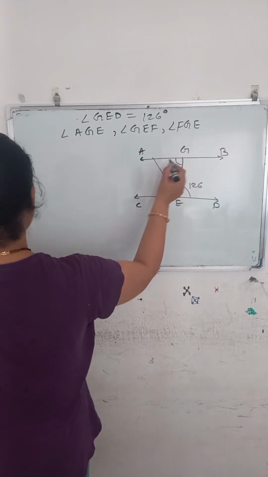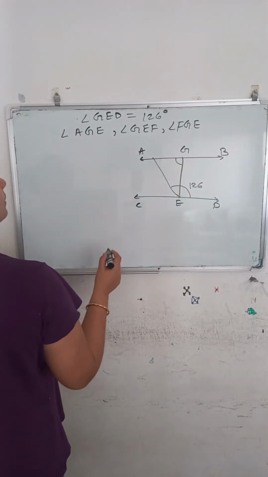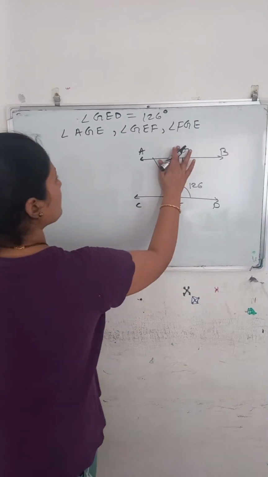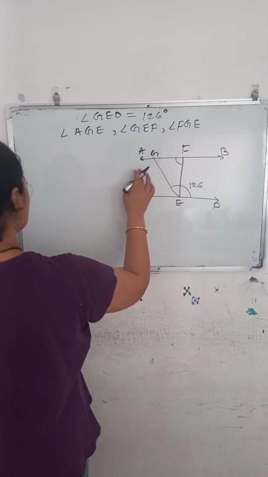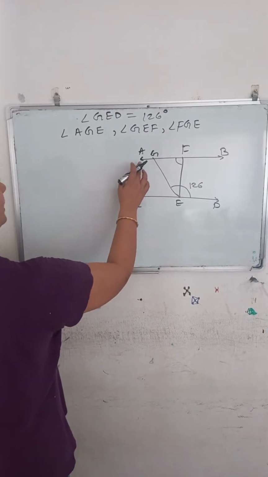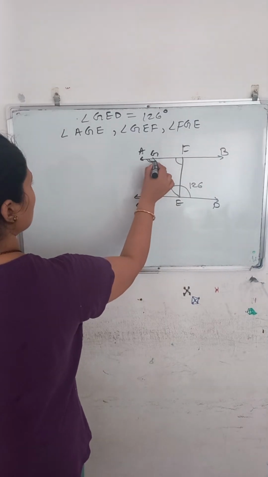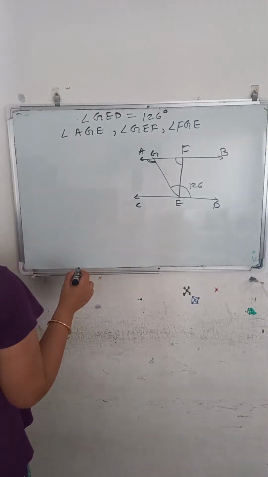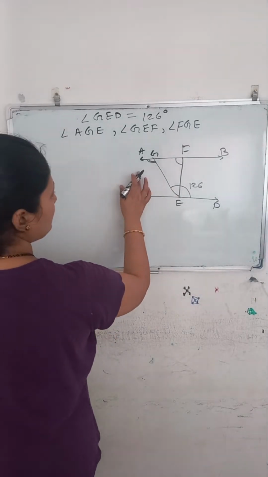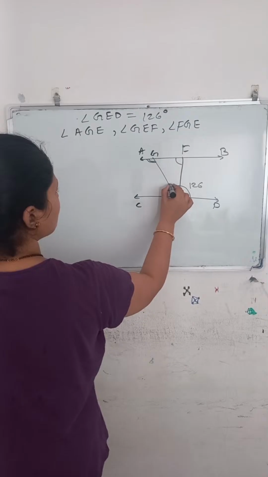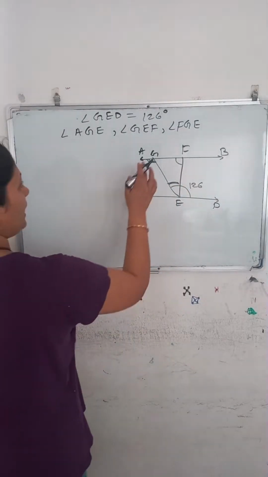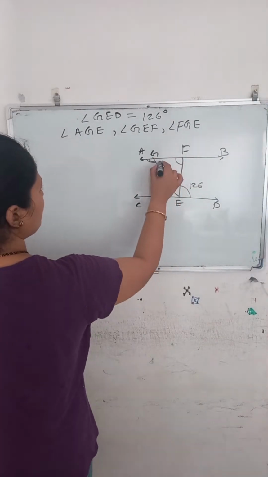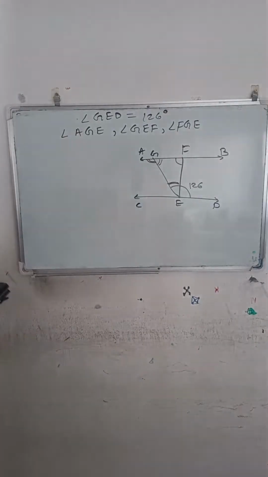This angle we have to find out. This is F, this is G. Then they are asking angle AGE, this angle. Then GEF, GEF means this angle they are asking. And FGE, this angle also they are asking. Okay.